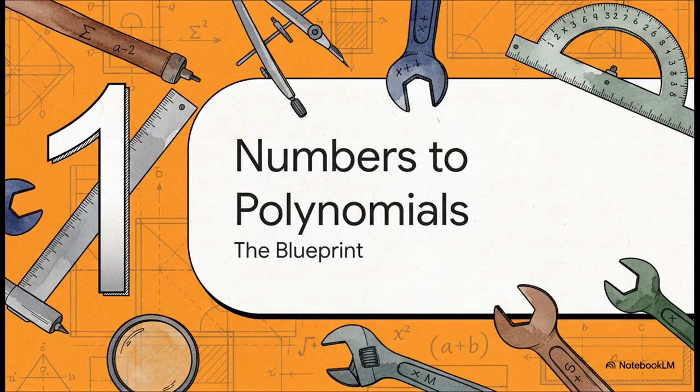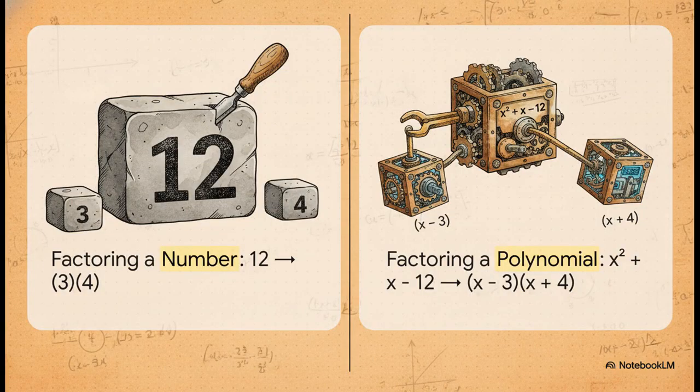Okay, so let's lay down the blueprint for all of this. We're going to start with something we all get, factoring a basic number, and use that as a bridge to get into the world of factoring polynomials. And this right here really shows you the big idea. On the left, we take 12 and we break it down into the numbers that multiply to make it, right? 3 times 4.